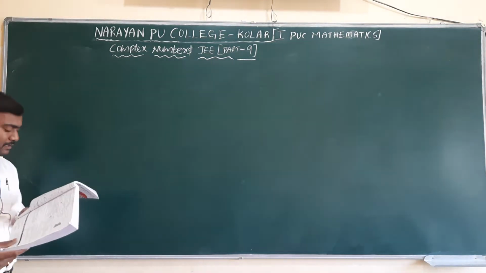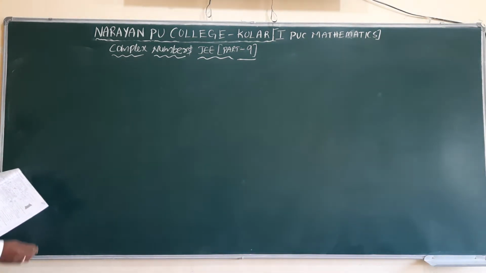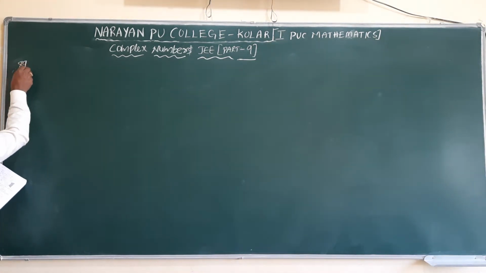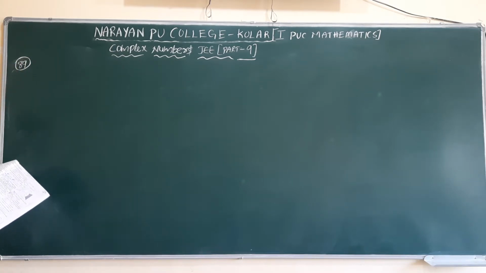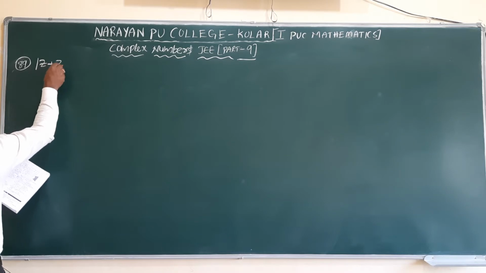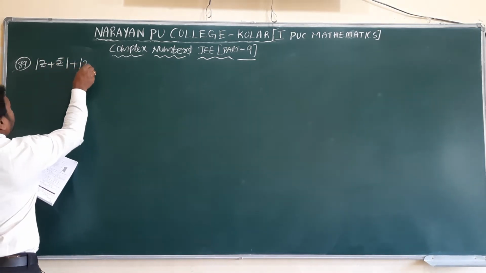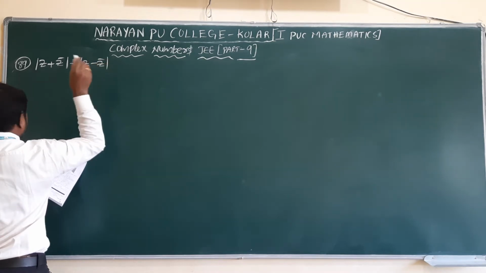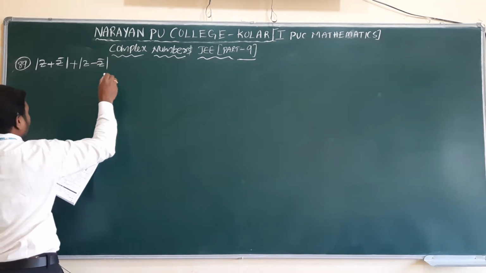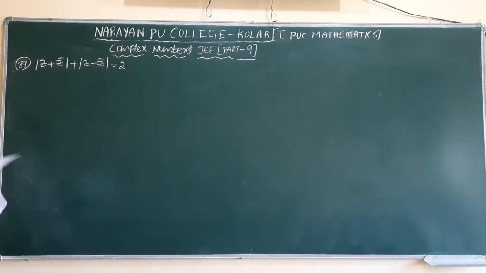Last session I discussed up to question number 88. Now question number 89. If modulus of z plus z bar plus z minus z bar is equal to 2, then z lies on.